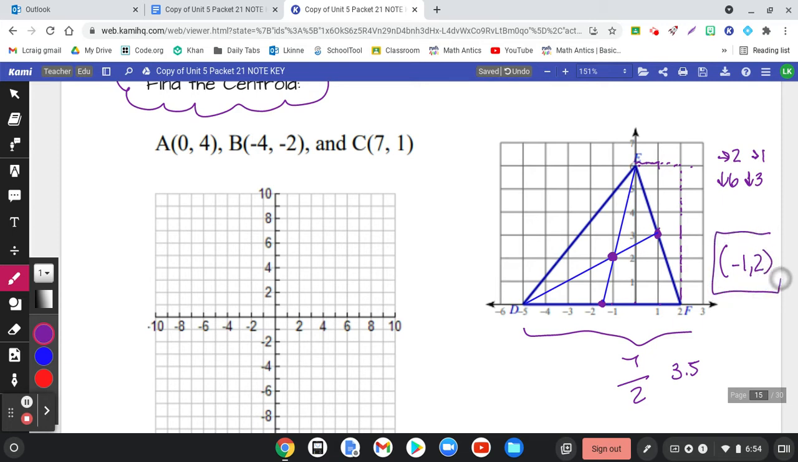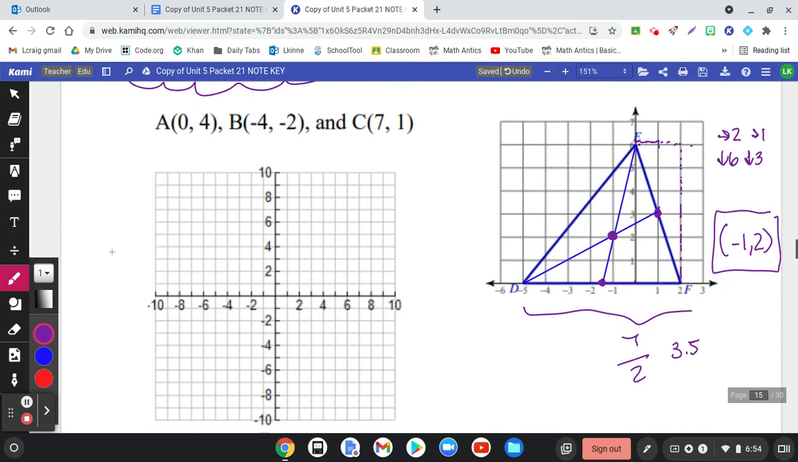All right, if you have to plot the points, that's okay. So 0, 4, remember that's your x, that's your y. So since 4 is the y value in your point, it's on the y-axis. Label it with the letter. -4, -2. And then 7, 1.